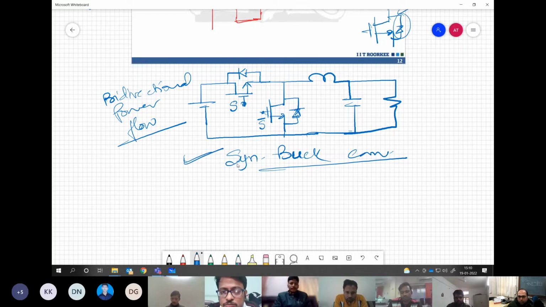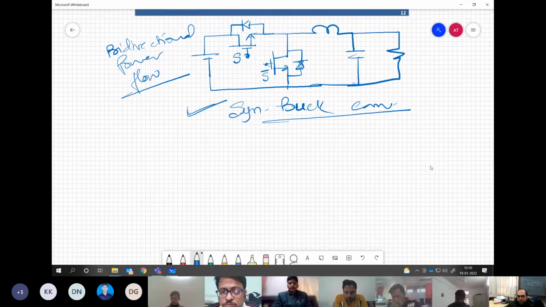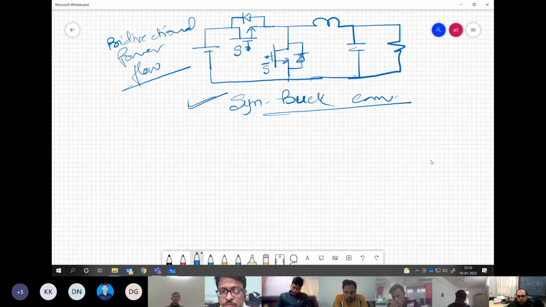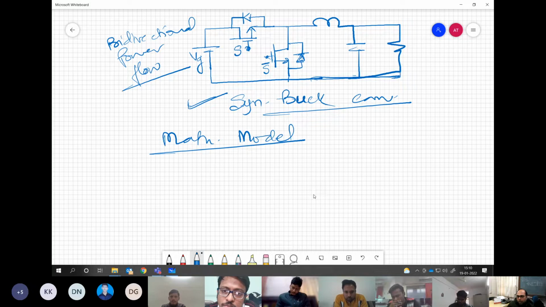Yes, sir. Now the question comes, how do we operate this converter? Let's say someone asks, okay, you have designed the converter, but for controlling it, you definitely need to model this mathematically. For controlling this converter, we do need to model. Now, what is the meaning of model?